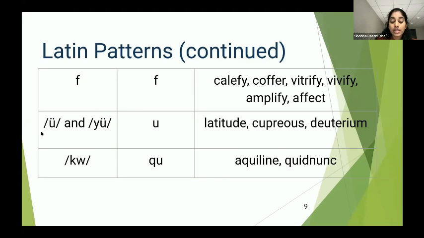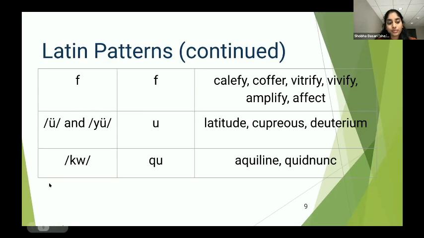If you have the U sound in Latin, this is also spelled with the U. So again, very straightforward. So latitude, cupreus, deuterium are all spelled with a U. And you don't have to add any extra letters or get very fancy with it. Latin is generally very straightforward.